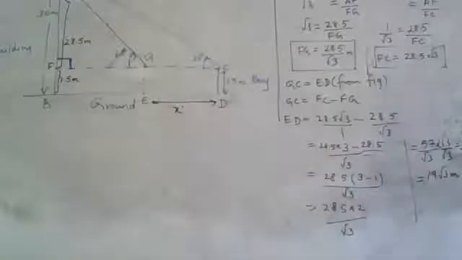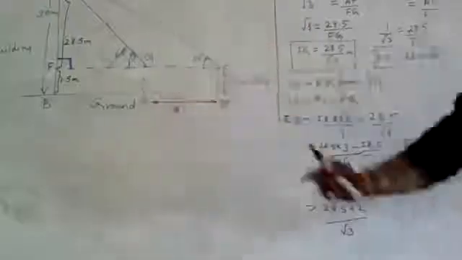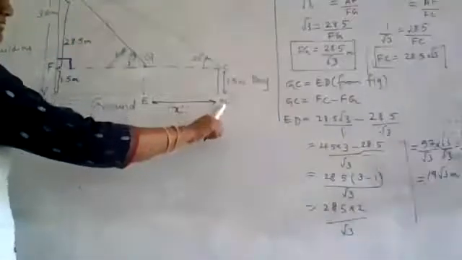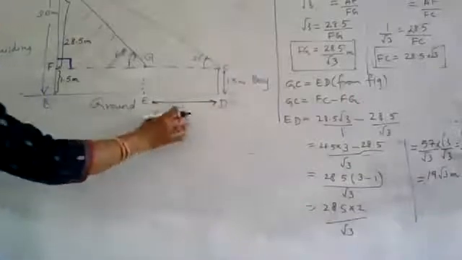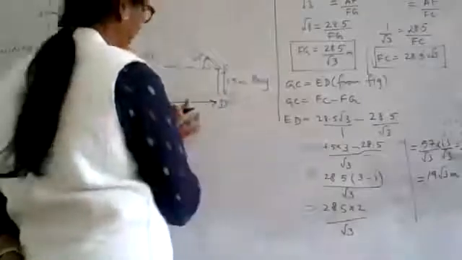So what is this 19 root 3? It is the distance he has moved towards the tower. That is what he was asking us. What is the distance this boy has moved towards the tower? This is x. This x is equal to GC. GC is what we have found as equal to ED. So ED we have calculated.